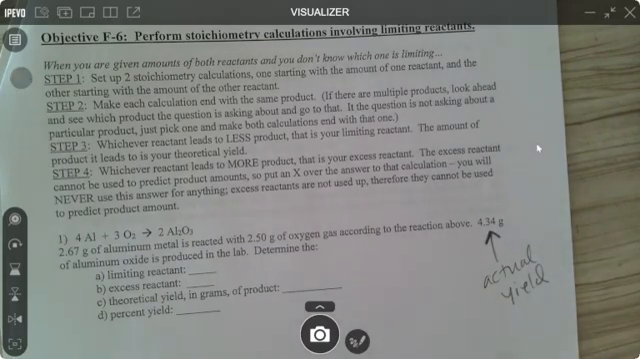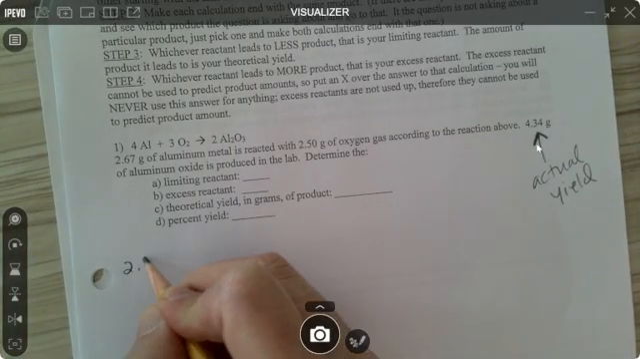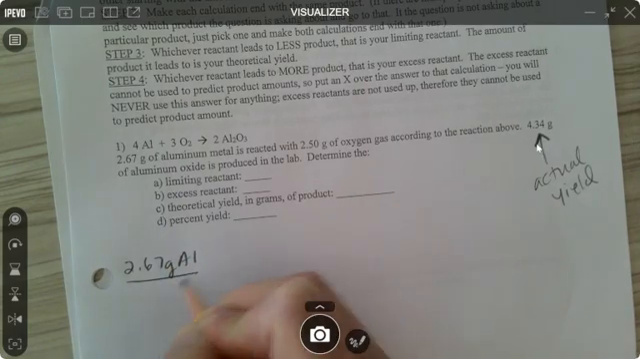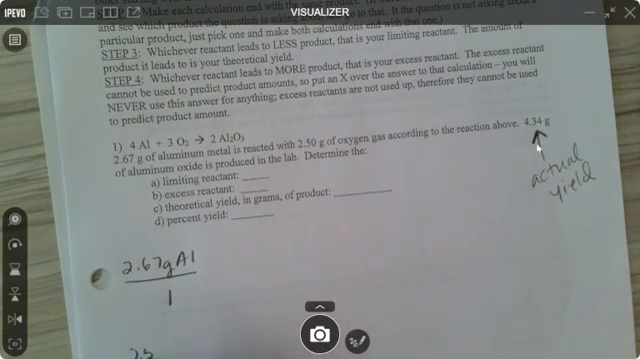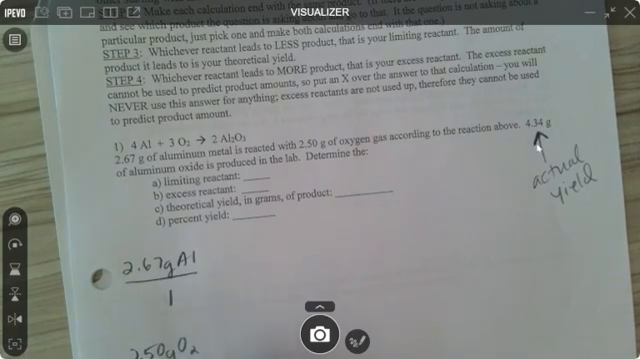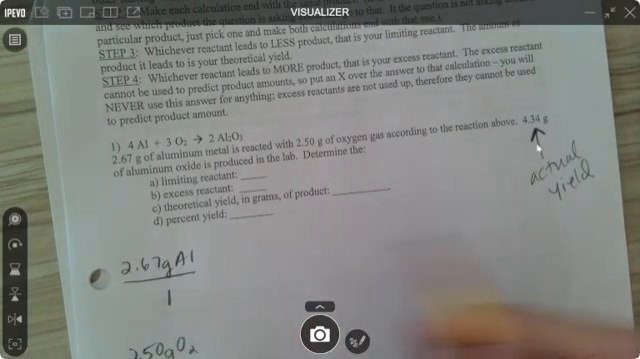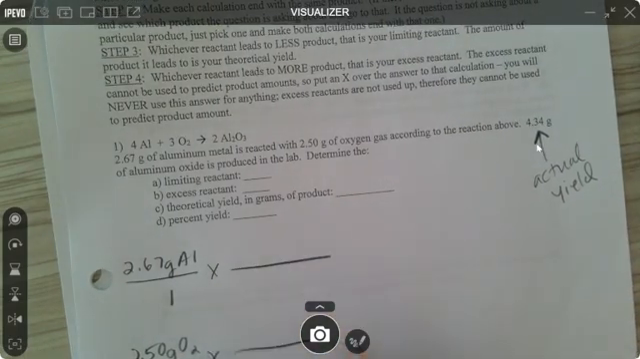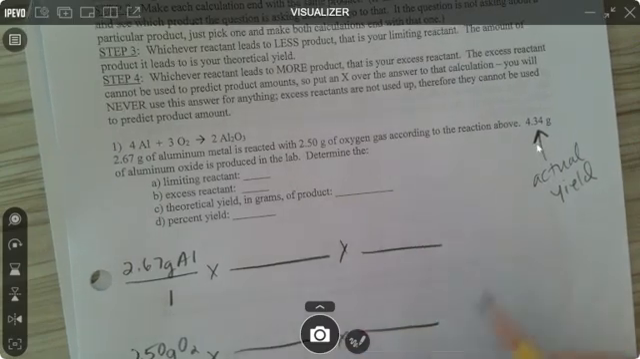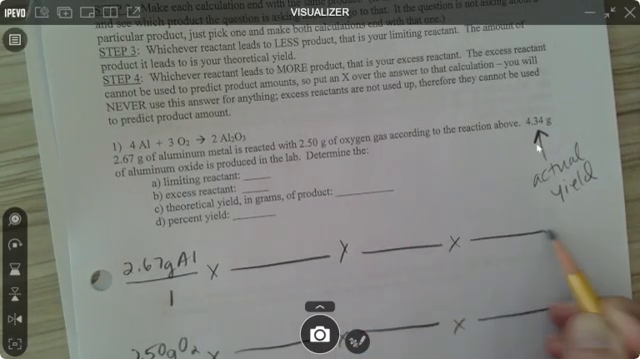Yeah, we're doing it with both. Okay, so you can start with 2.67 grams of aluminum, and then you could start with 2.50 grams of O2. Like that.